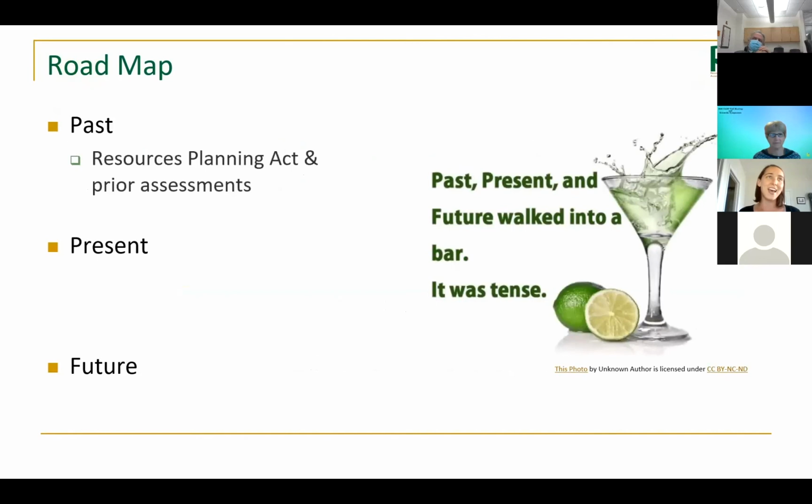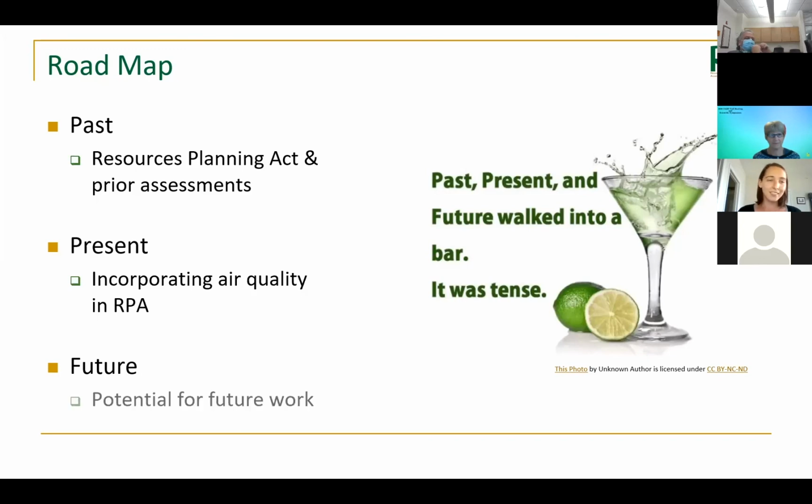And so a roadmap for this talk: we're going to start at the past and introduce you all to the Resources Planning Act and the assessments that have stemmed from this act that is a requirement for the Forest Service to do every 10 years. And then I want to share with you what we're doing to begin to incorporate air quality more explicitly into the Resources Planning Act assessment, or RPA assessment.